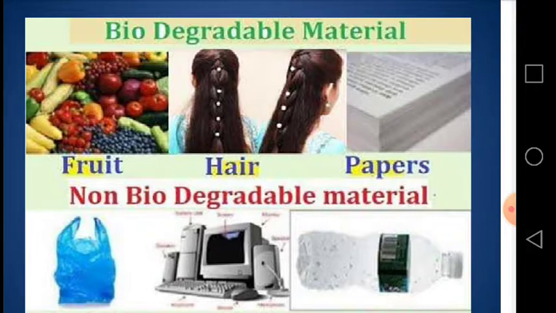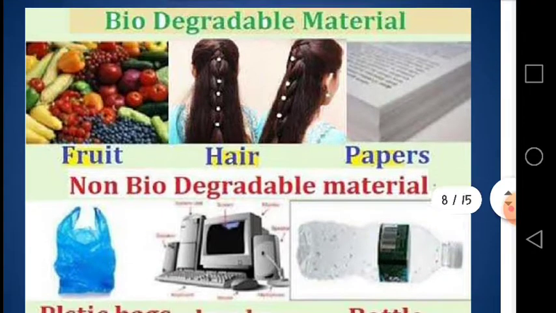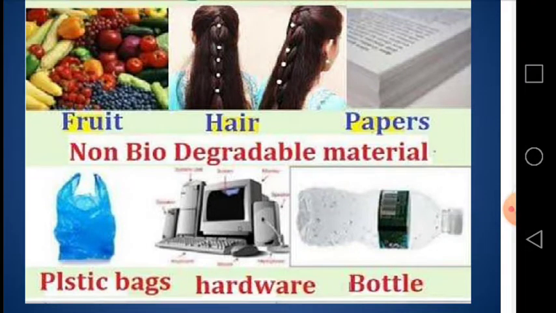Here are a few examples of biodegradable and non-biodegradable material. You can see the fruits, all the vegetables and their wastes are biodegradable. Here, peppers are a few examples of biodegradable material. And you can also see, dear students, non-biodegradable material like plastic bags, hardware and bottles. These are not decomposed in the water even after many years. So we should avoid throwing such non-biodegradable material into the atmosphere, specifically into water.